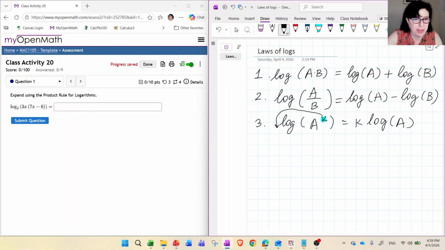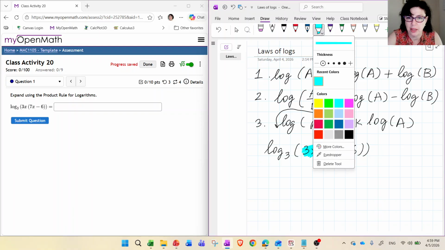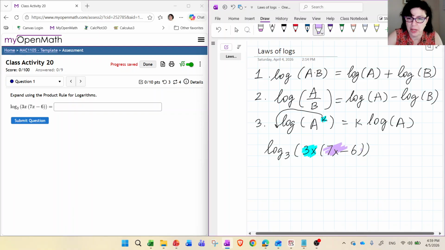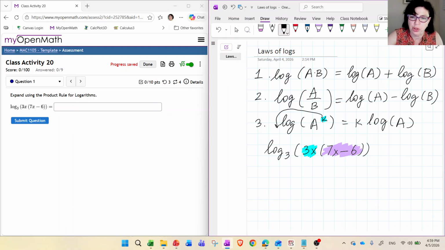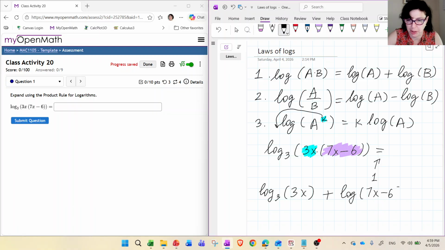Now let's look at this specific example. So here we got log with base 3 of 3x multiplied by 7x minus 6. Notice how you can think of this as a product of two expressions. You got the 3x, that's expression number 1, and then you got the 7x minus 6, this is expression number 2. So they are multiplied, right? And so we can use property number 1 to go ahead and expand this. So this is going to be log of the first expression, which is 3x, plus log of the second expression, which is 7x minus 6.